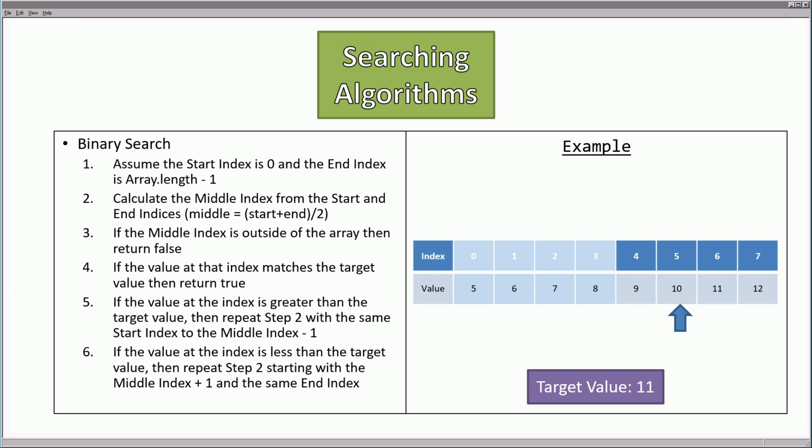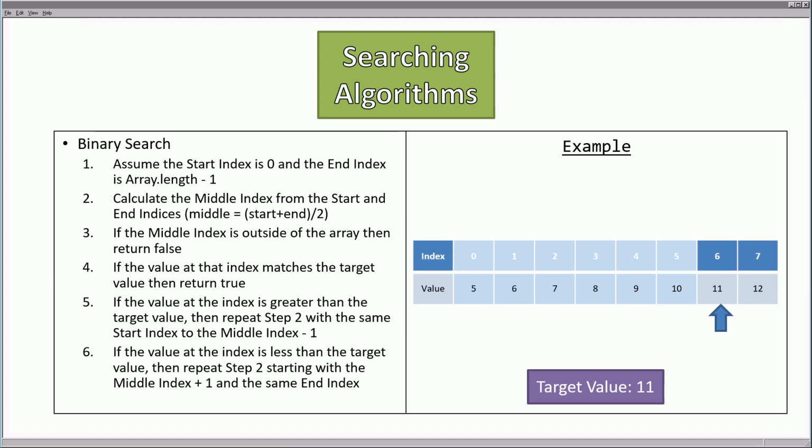So then we restart, but this time instead of starting at index 0, we start at index 4. Now to get the midpoint, we do 4 plus 7, which is 11. 11 divided by 2 is 5. Now with this one, 10 is greater than 11, so we just look at this side of it.